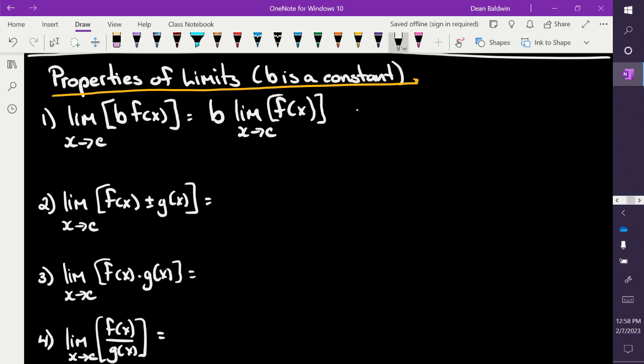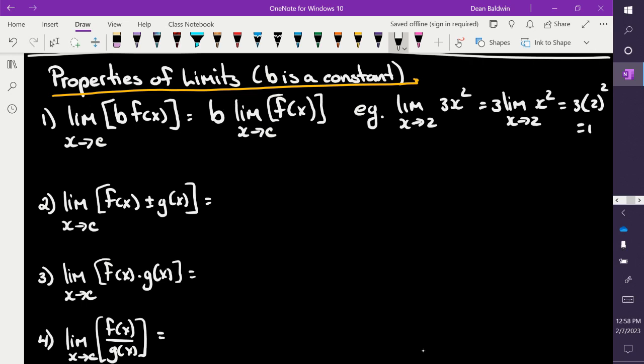So a straightforward example of this would be the limit as x goes to 2 of 3x squared. I can pull the 3 out, although in this case it doesn't really matter in terms of simplicity, and then just do the limit of x squared and multiply my answer by 3, which is going to be 3 times 2 squared, which is 12.